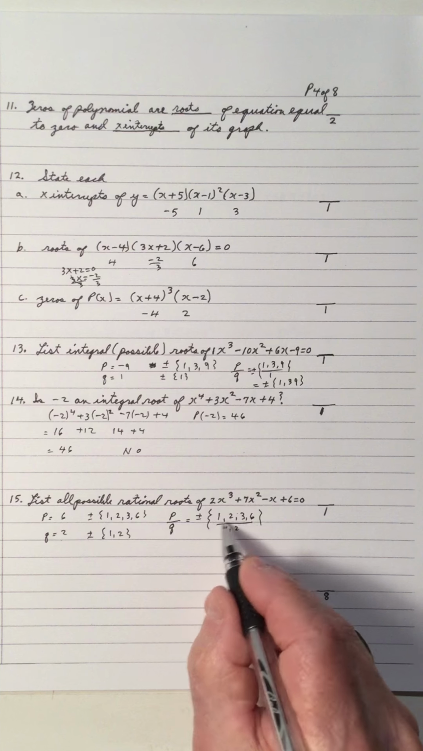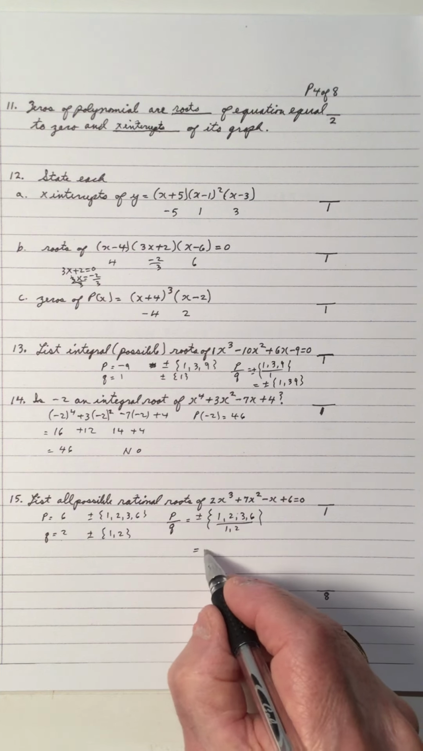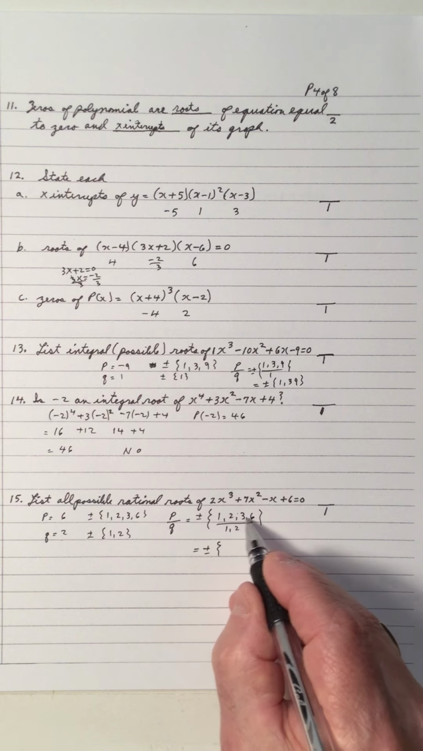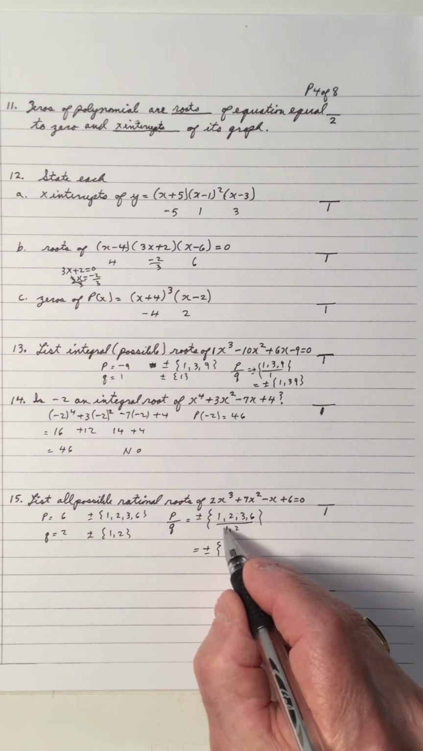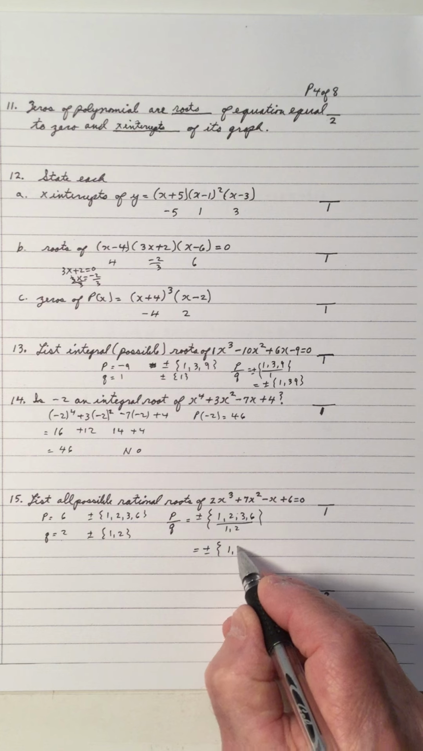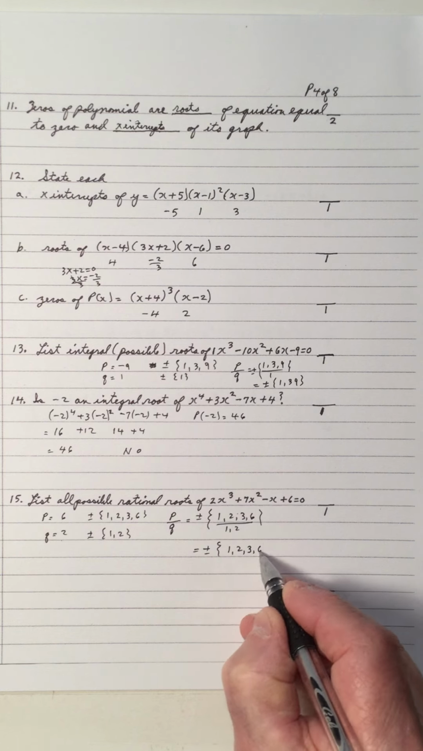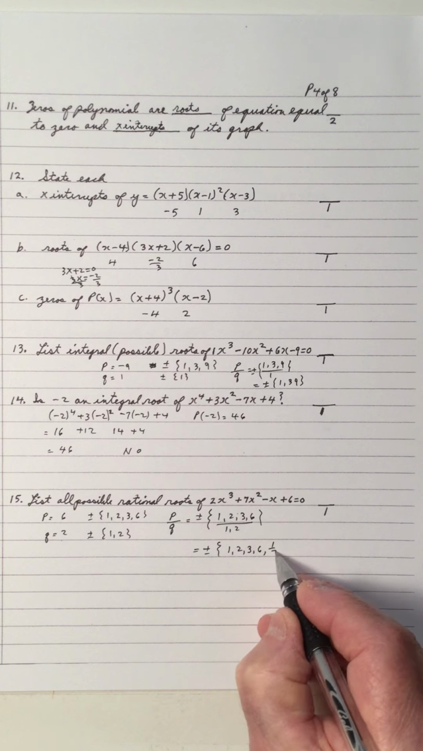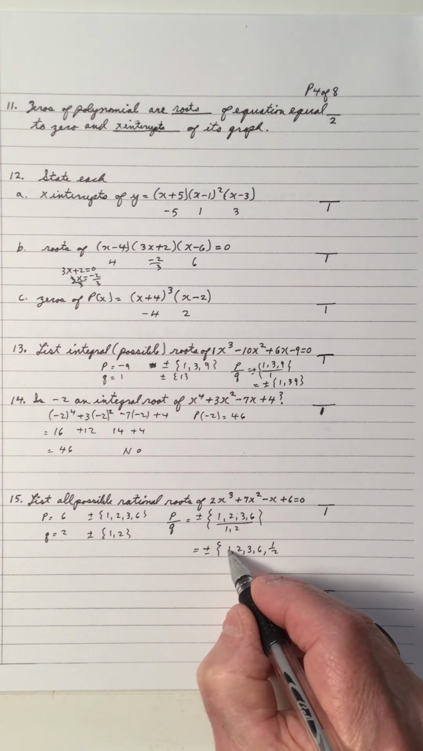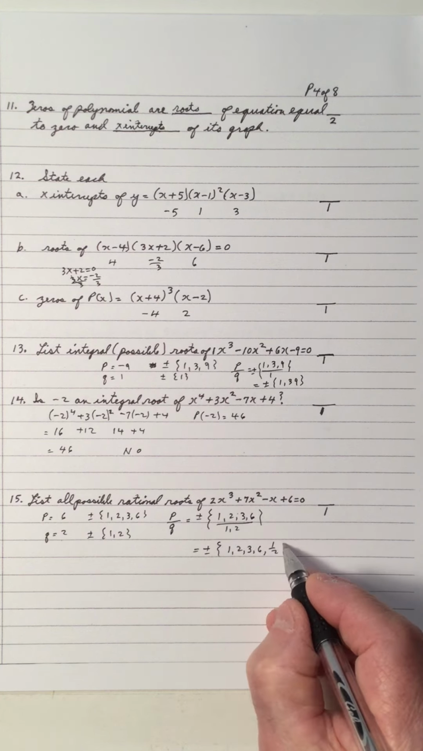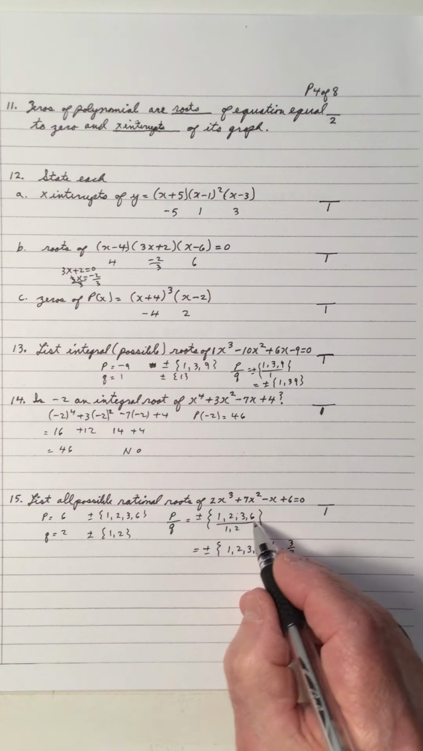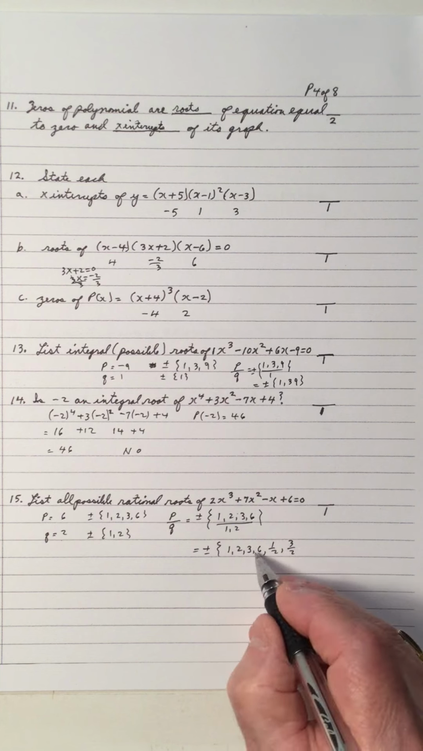Notice I only wrote 1 plus minus, so we worked that out. Plus minus, here we go. So take all these and divide by 1. When you divide by 1, you get 1, 2, 3, 6. When you divide by 2, 1 divided by 2 is a half. 2 divided by 2 is 1, which is already there. 3 divided by 2 is not there. 6 divided by 2 is 3, that's there.